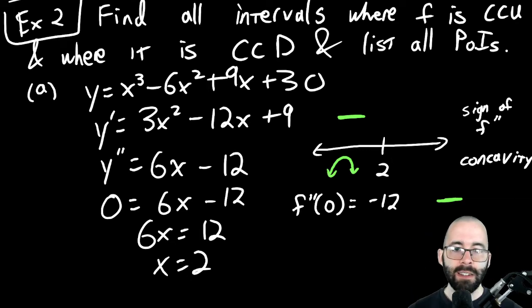You can write CCD for concave down, or you can write the frowny face. I'm not very good at making frowny faces.